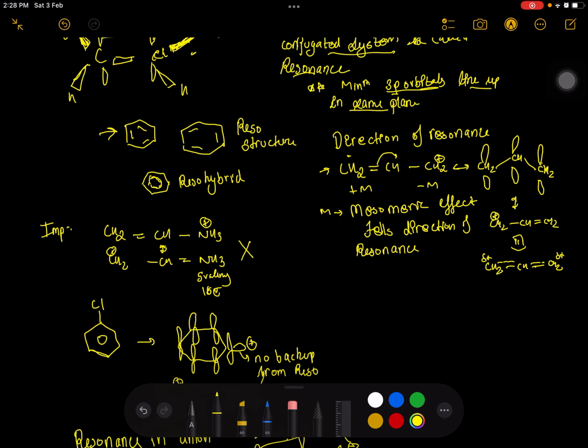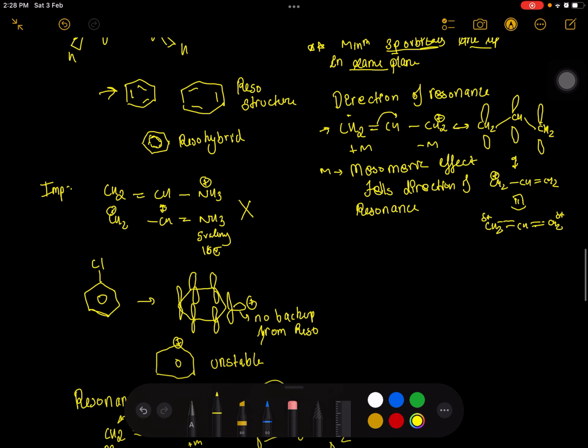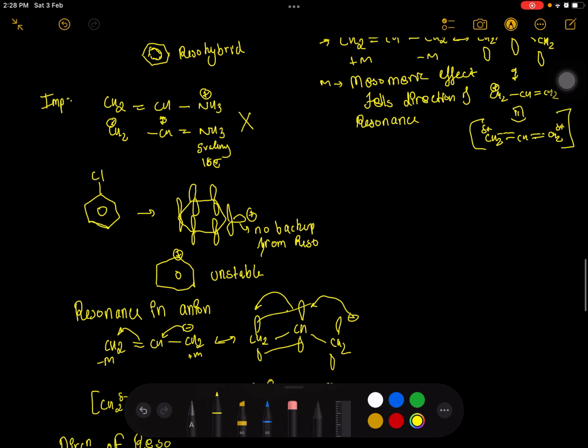Now CH, you see the same way. Now we can do it with p orbitals, same thing. Now if you look at the resonance hybrid over here, you see the partial double bond here, and there's a partial positive charge also. Now this is an important concept which I've highlighted over here, this and this.